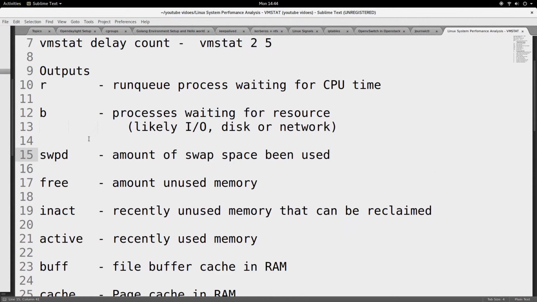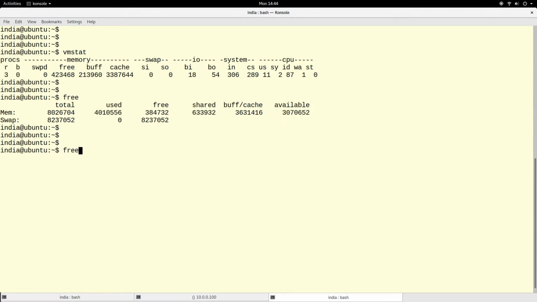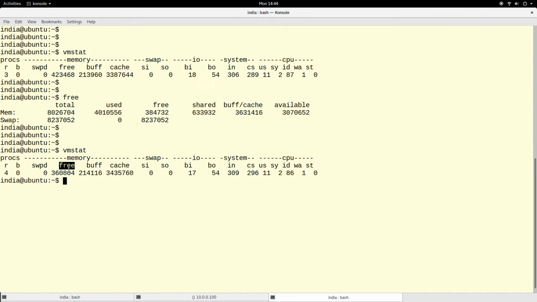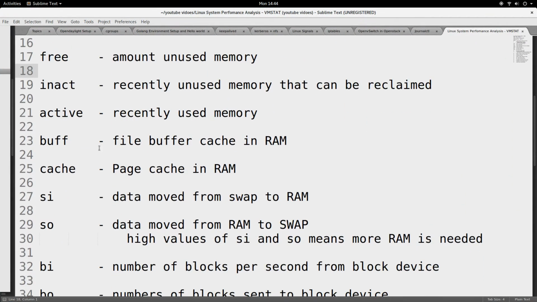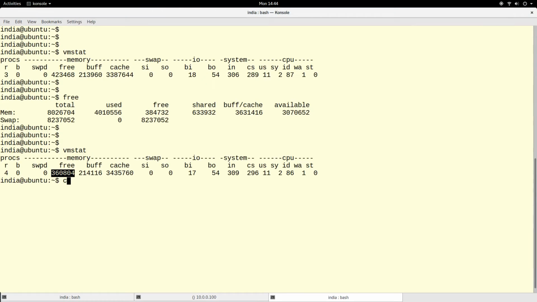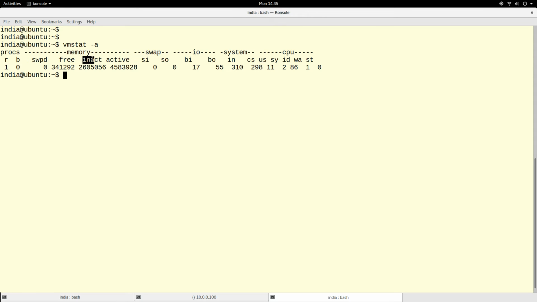Another one is free. Free refers to the amount of unused memory. If you go to our vmstat output, you see free. This is the unused memory. If you look at this output and compare it to the free output, they are roughly the same. It refers to the amount of unused memory. The next thing is I have to run this with vmstat -a to see this output, inactive and active.